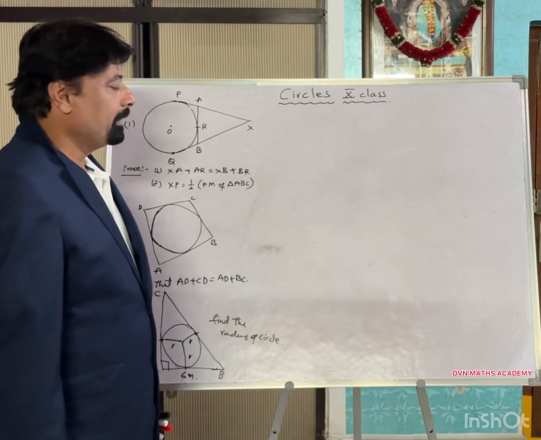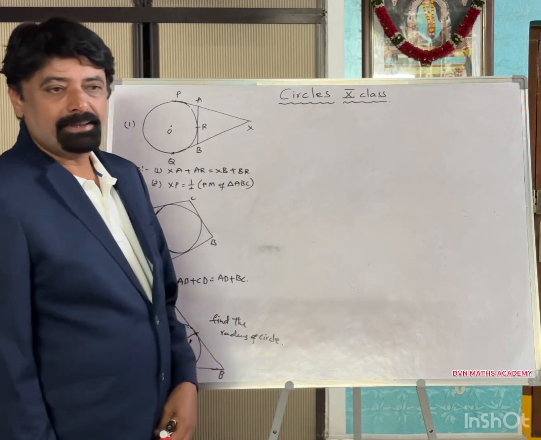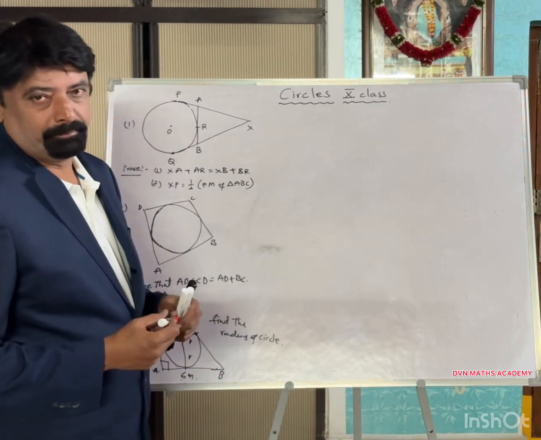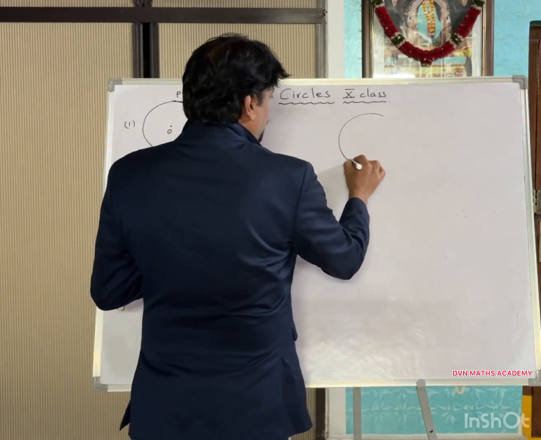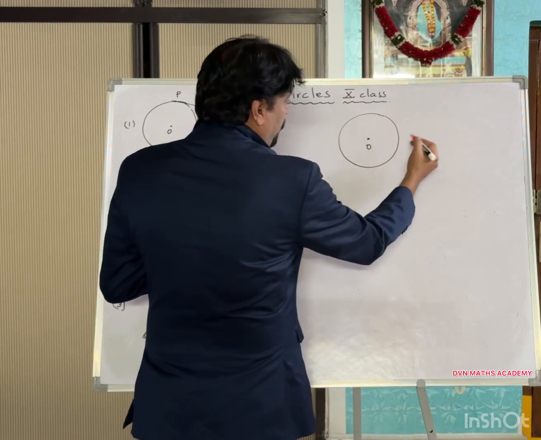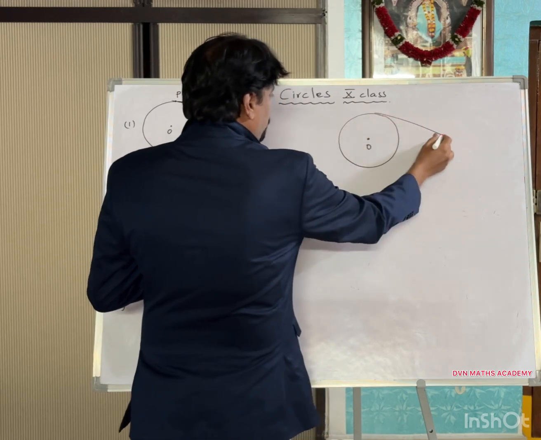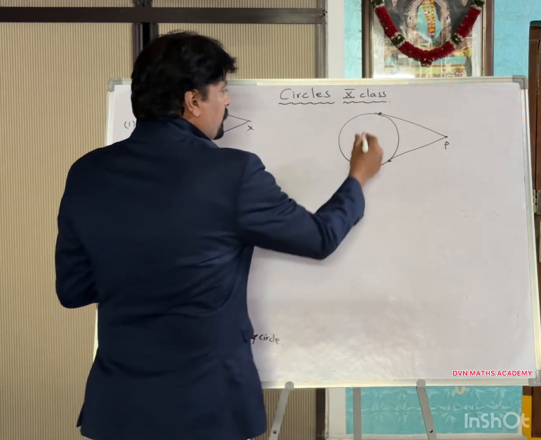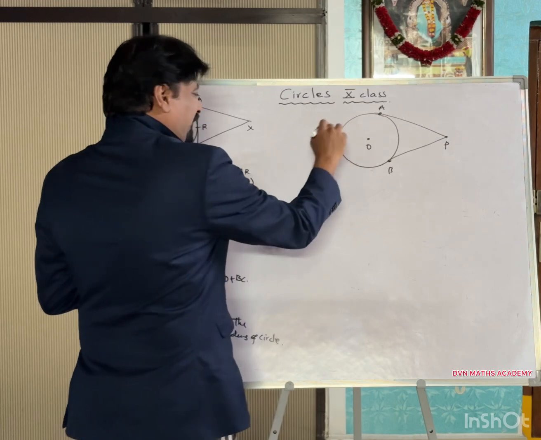Hello. In this class, we are going to explain some important questions in circles for 10th class students. In circles, the first theorem, you know very well. For example, this is a circle with center O. If you take one external point P and draw the pair of tangents, you say PA and PB are the two tangents from the external point to the given circle.